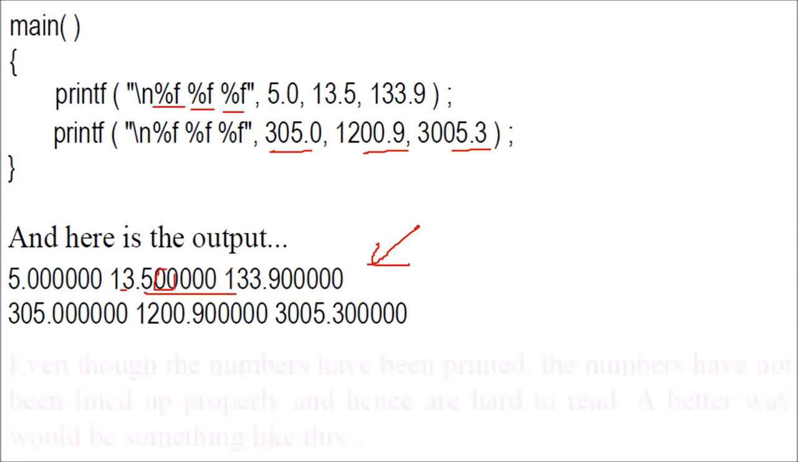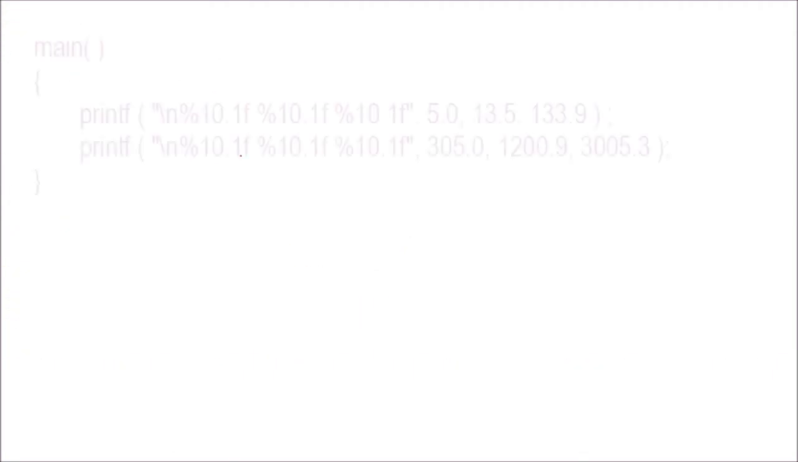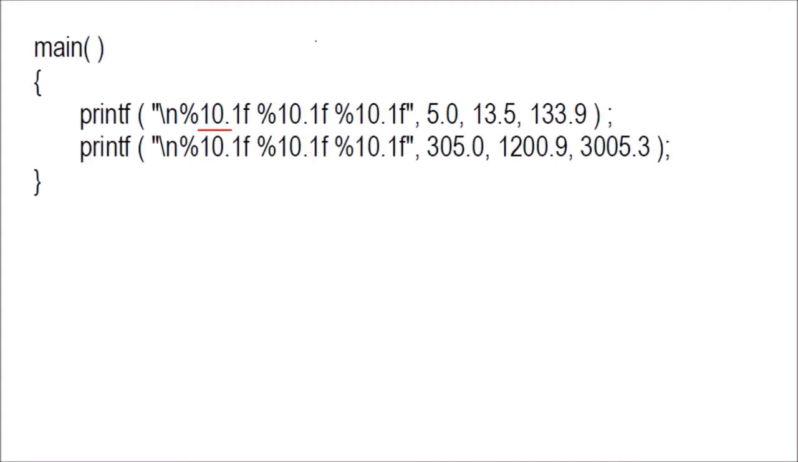Now, you want it to be proper. For that, you have to use 10.1. 10.1 means you want 10 columns for the value, then a dot, and then 1 digit after it. So this 10 is the field width, then the dot, and then only 1 digit, 10.1.